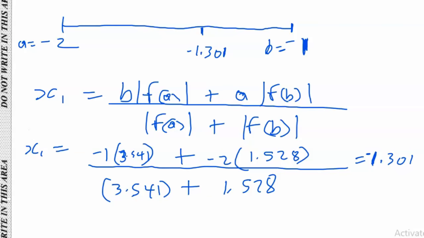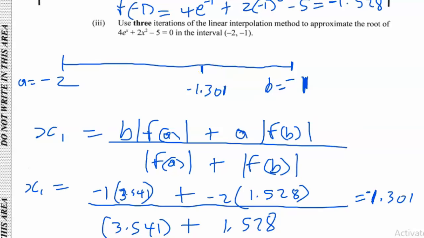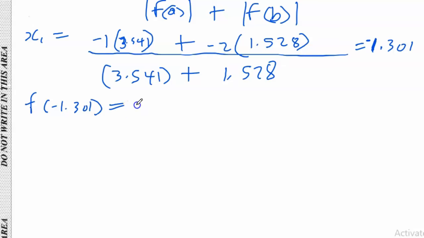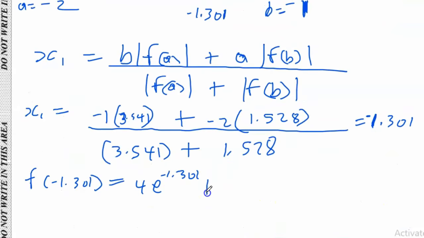So let's find f of minus 1.301. This time we're replacing x with negative 1.301 in the formula. So 4e to the negative 1.301, plus 2 times negative 1.301 squared, minus 5, and this is equal to minus 0.526.